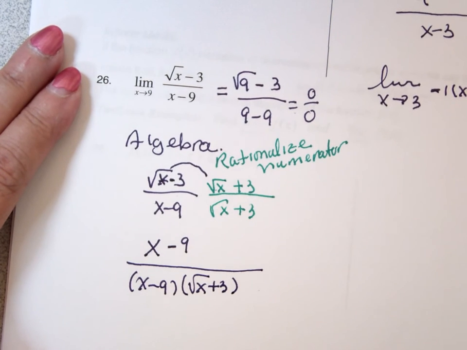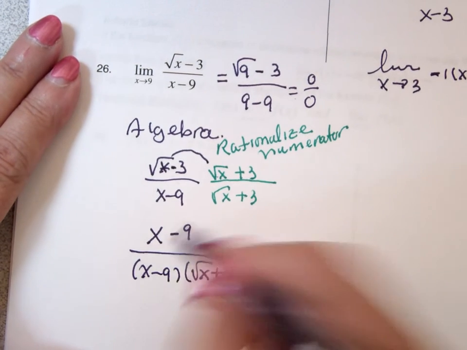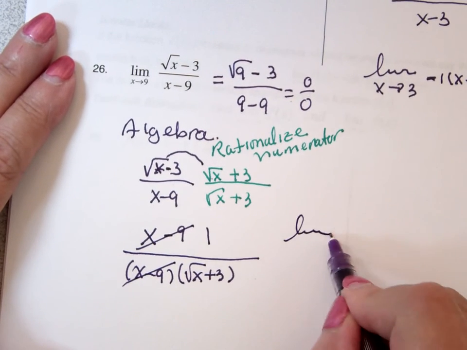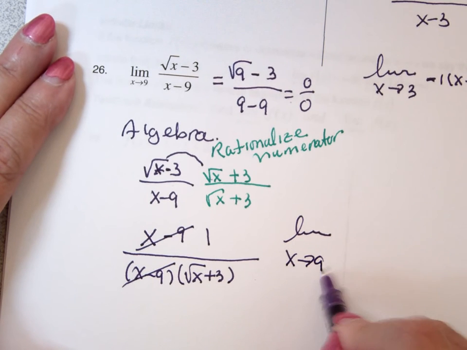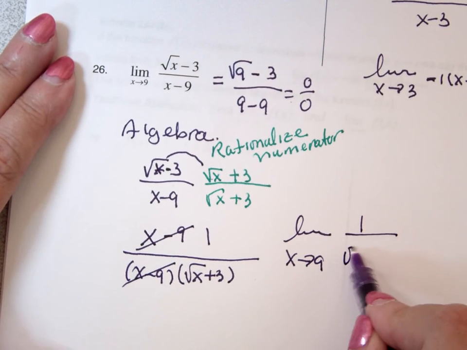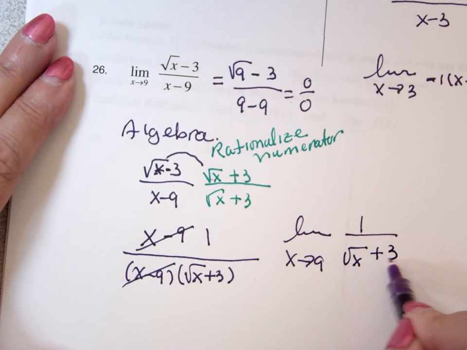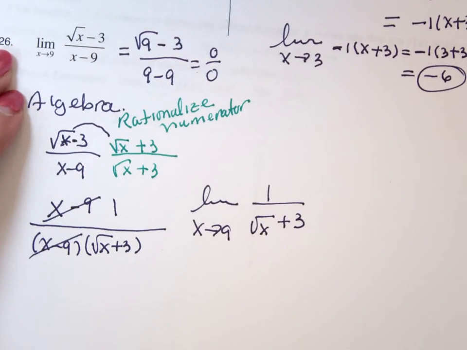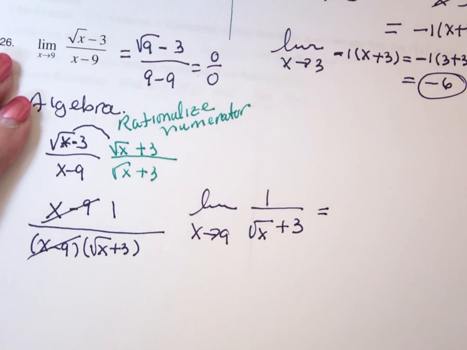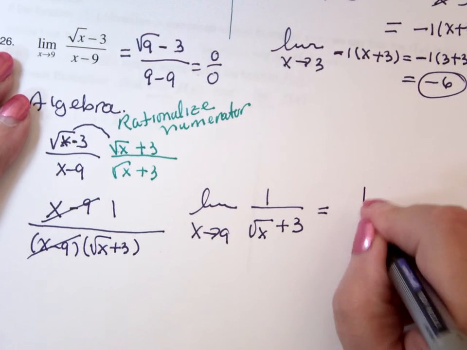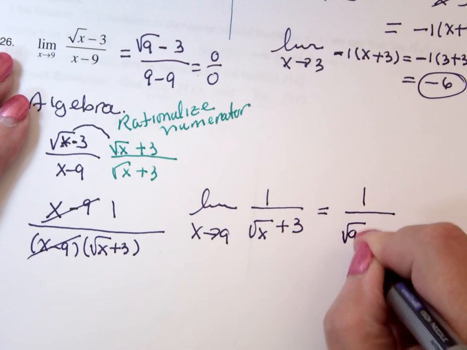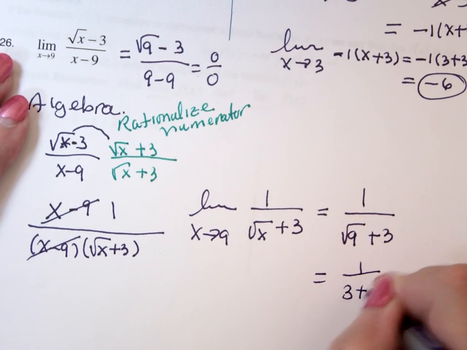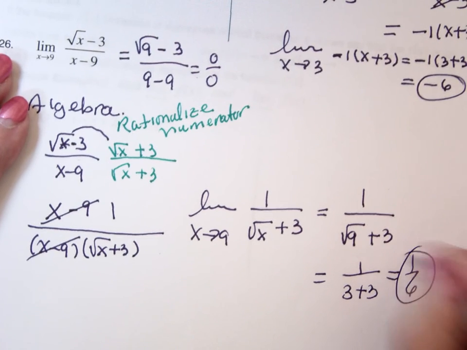What do you notice happens? x minus 9 cancels, leaving you with a 1. So this becomes the limit as x approaches 9 of 1 over the square root of x plus 3. Now what do I get to do? Plug it in, plug it in. 1 over the square root of 9 plus 3 is 1 over 3 plus 3, or 1 over 6.